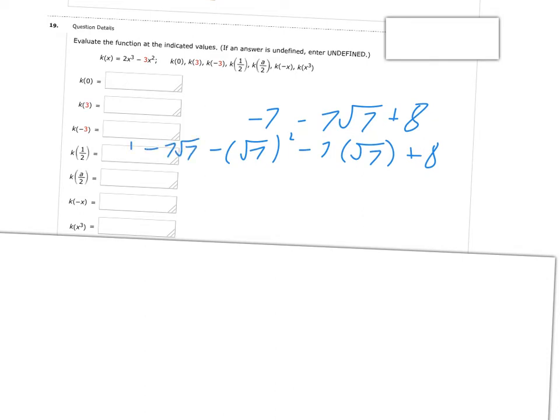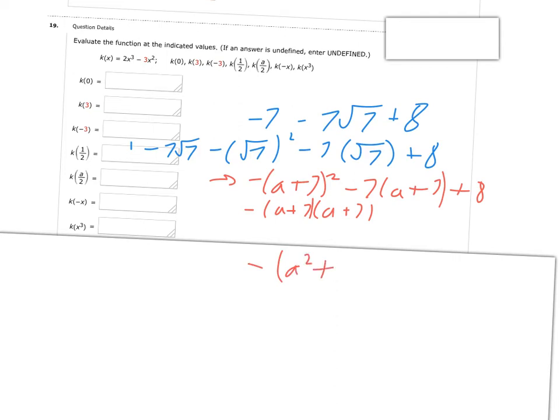The next one I wanted to do is this one. So this one would be negative parentheses a plus 7 squared minus 7 times a plus 7 plus 8. On this one, we're going to have to FOIL together a plus 7, and I know there's a negative out there as well. I would always recommend distributing that after. So it's going to become negative parentheses a squared plus 7a, and 7a makes 14a plus 49. And then I would distribute that as negative a squared minus 14a minus 49.